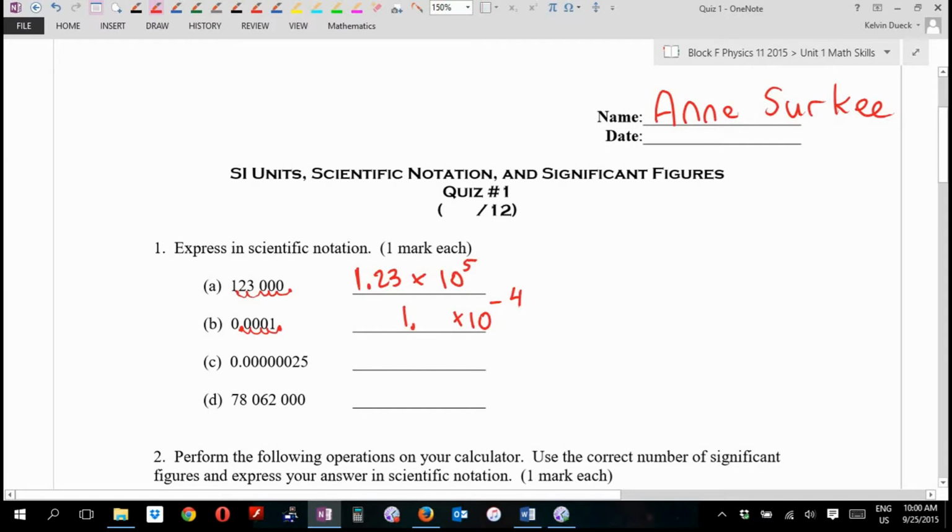Mr. Dueck, would that be okay? Sure. Would 1.0 be okay? Since I didn't say anything about sig figs here, sure. But that's extra writing, and why would I do that?